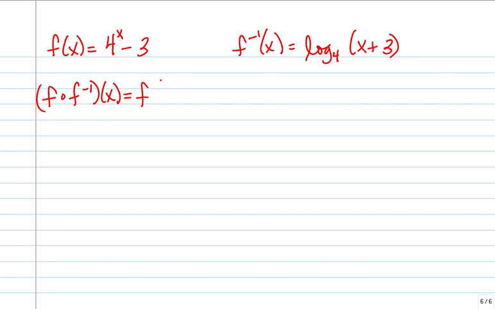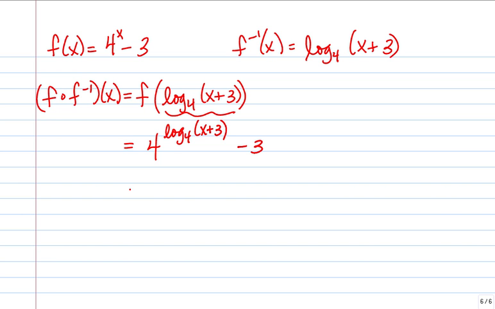If we do f of f inverse, we'd have to do f of log base 4 of x plus 3. And remember that now we're going to plug in this expression into the function f in place of x. So this would become 4 to the log base 4 of x plus 3, and then minus 3. We talked about this property on another video. When the bases are the same and the exponent and the log, those cancel each other out to just give us what's inside the log. So this would just be x plus 3 minus 3, which is simply x. So that's confirmed. And then you could do the other composition, f inverse composed with f of x, to also see that you get x.